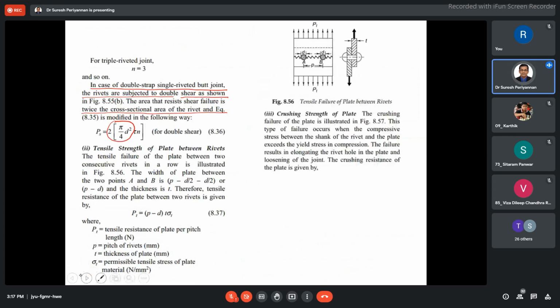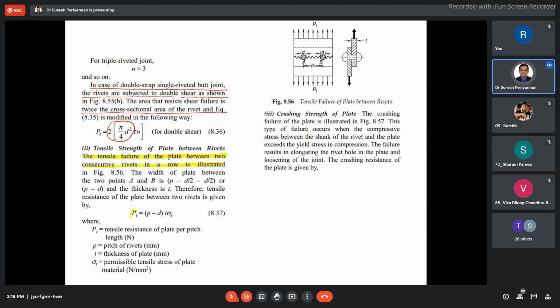Now come to the tensile strength. What is tensile strength? See here, the tensile strength of the plate between the rivets. The tensile failure of the plate between the consecutive rivets in the row is shown in the figure. See here, this is the pitch. The distance between the centers of two rivets is called the pitch, right? Anyway, we are concentrating on the tensile strength of the plate. This is nothing but PT.